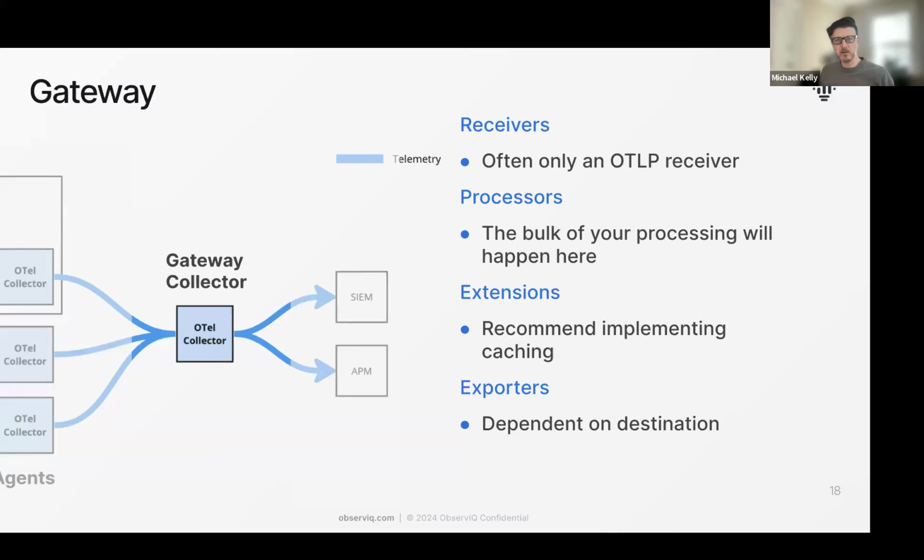And so for receivers, we're often only going to configure an OTLP receiver. We could do multiple OTLP receivers, and I can show what that looks like in a minute. But with the processors, that's really the core of this. Again, with extensions, we recommend implementing caching here, and that's something where we can be a little bit more flexible with resource usage, because at the gateway, we're going to implement a scale out with a load balancer in front of it. And then the exporters, of course, these are just going to be dependent on the destination.